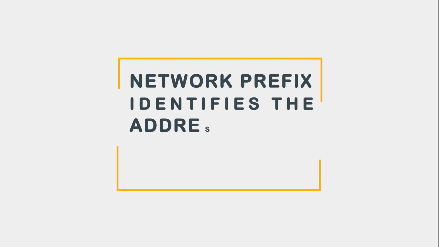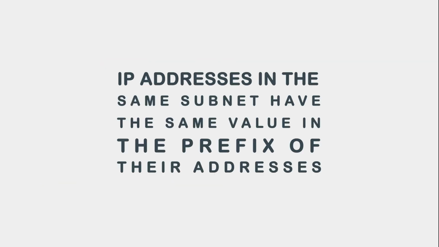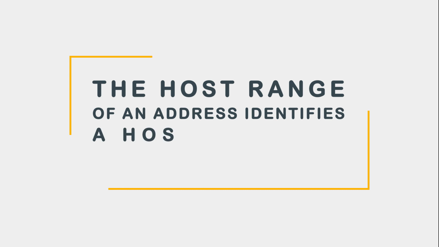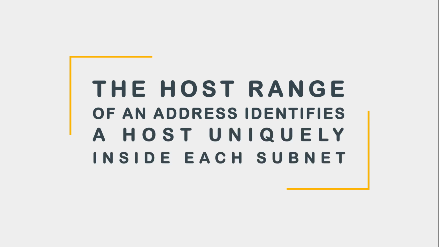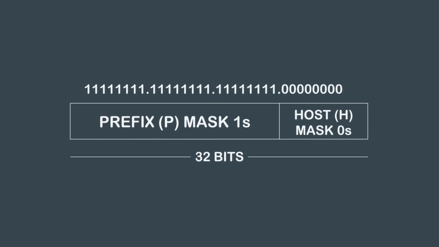The network prefix identifies the addresses that reside in the same subnet. All IP addresses in the same subnet have the same value in the prefix of their addresses. Whereas the host range of an address identifies a host uniquely inside each subnet. It's important to note that the subnet mask defines a dividing line between the prefix and the host range. Wherever our ones stop and our zeros begin, it's called our network boundary.